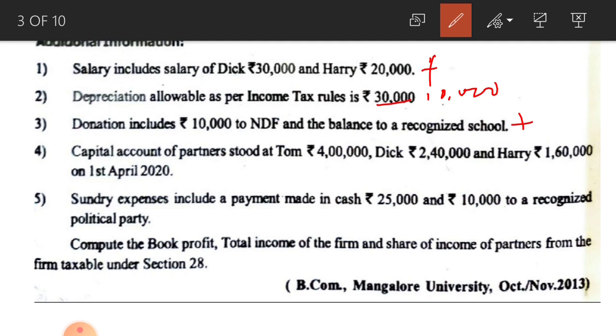Okay. Next see, this is very important. Capital account of partners stood at Tom 4 lakh, Dick 2 lakh 40,000 and Harry 1 lakh 60,000 on 1st April 2020.